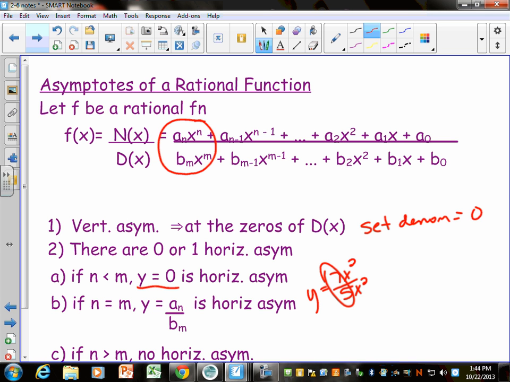We didn't talk about this in chapter 1, but that means there's a slant asymptote, and we are going to talk about that today and graph slant asymptotes. But you have to memorize this, right? When we have a test for chapter 2, which will be next week, you've got to know these rules.